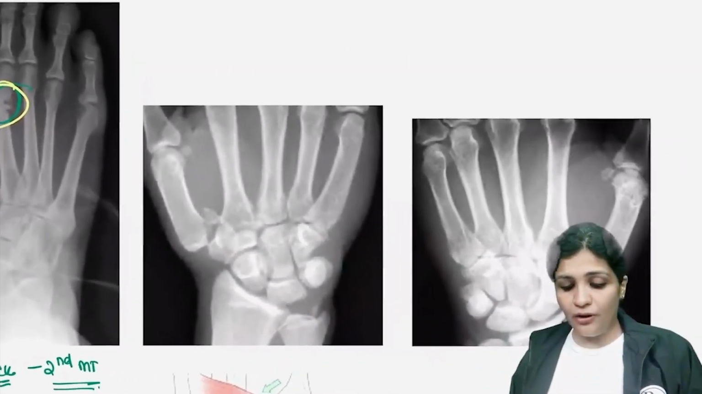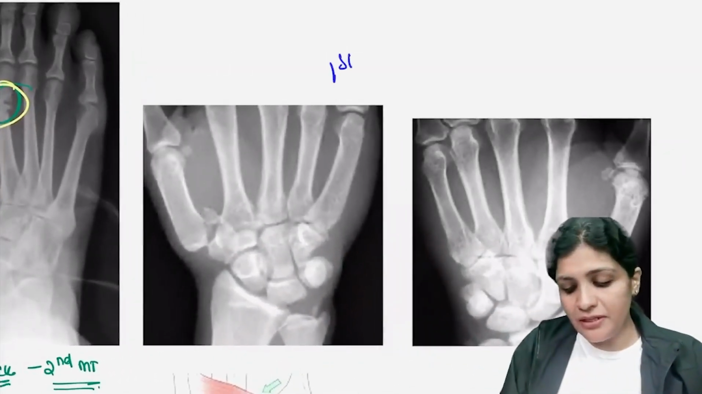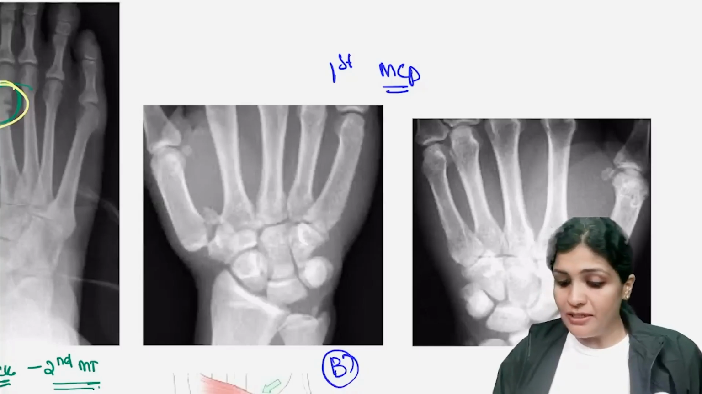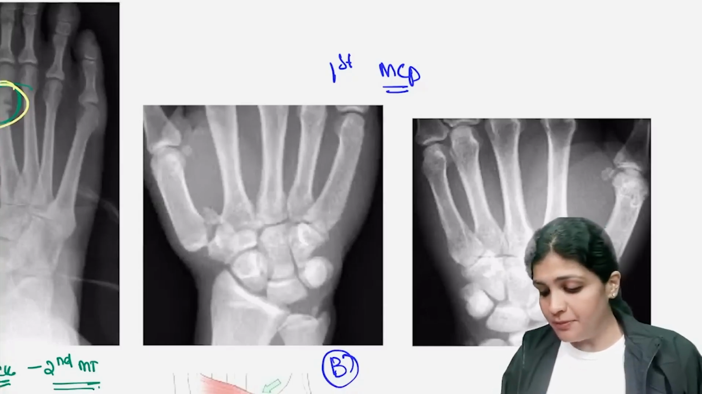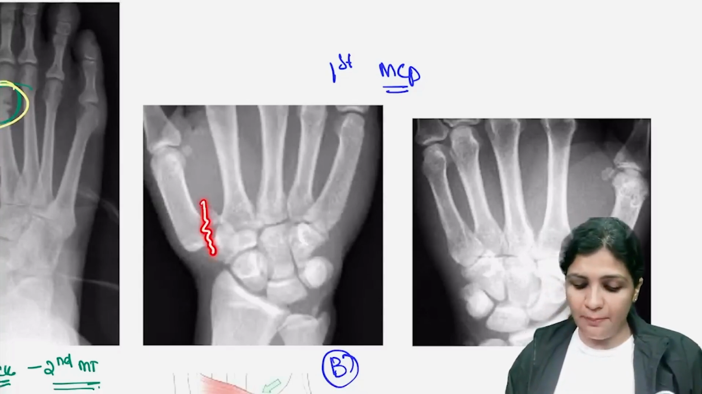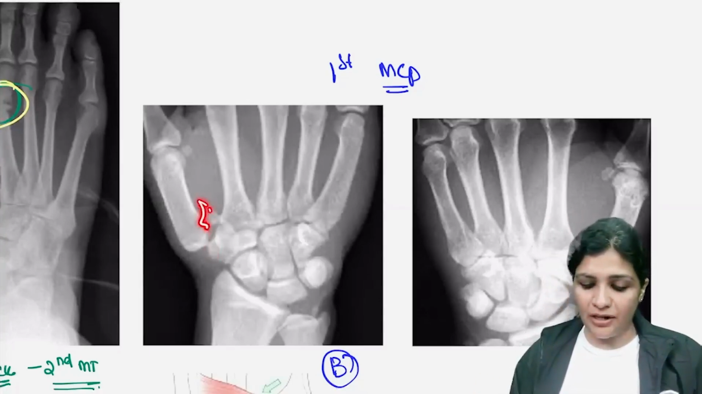And now these two are your base of the first metacarpal. So one is your Bennett's. The second one is your Rolando. If you can see, the Rolando is Y-shaped, so it is a comminuted fracture. But what you see here is the Bennett's. It is just a Bennett's fracture, two fragments.